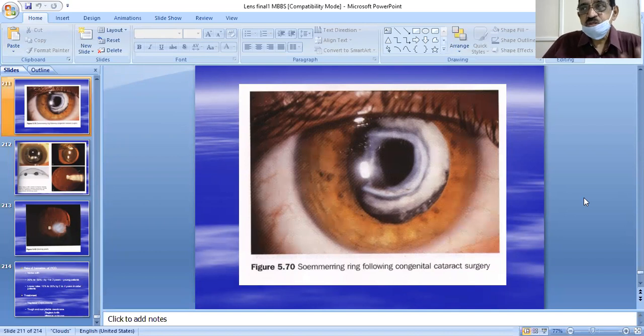But the problem associated with contact lenses is that cataract mostly occurs in elderly patients. In elderly patients, there will be senile tremors and there will be difficulty in introducing the contact lenses. Secondly, there will be relative dry eyes in the age group after around 60 years. So dryness of the eyes is a relative contraindication for wearing contact lenses.